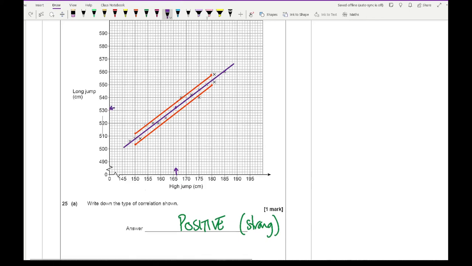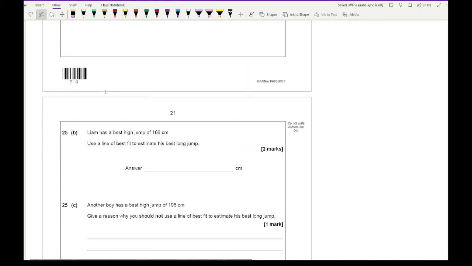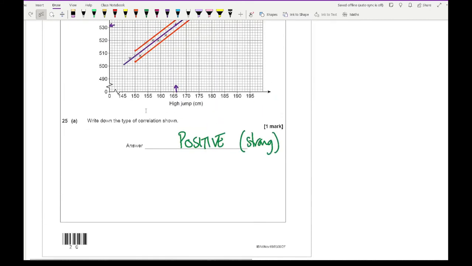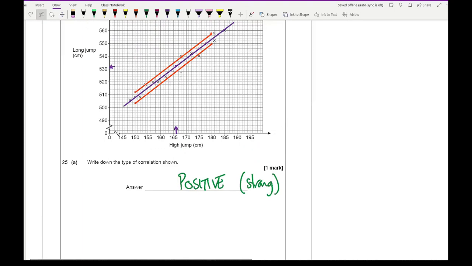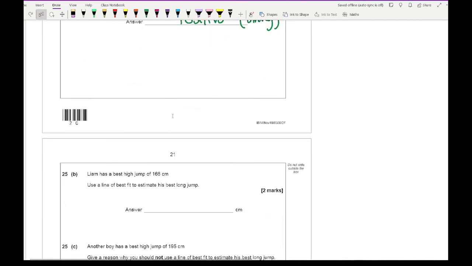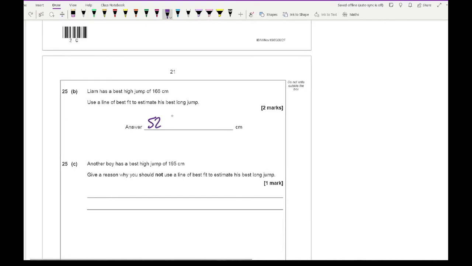Now, in terms of acceptable answers for 25b, they would be accepting any answer that is roughly between, so if I look at where the boundaries are, I would say an answer between 526 to 536. So any answer between 526 to 536. But as long as you're showing that you've used your line of best fit, then that would be absolutely fine.